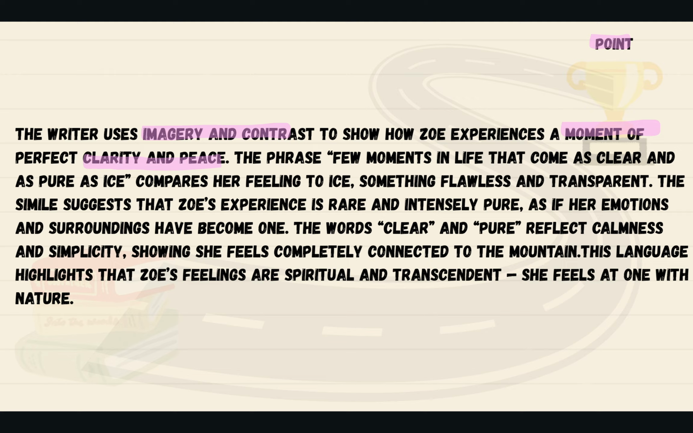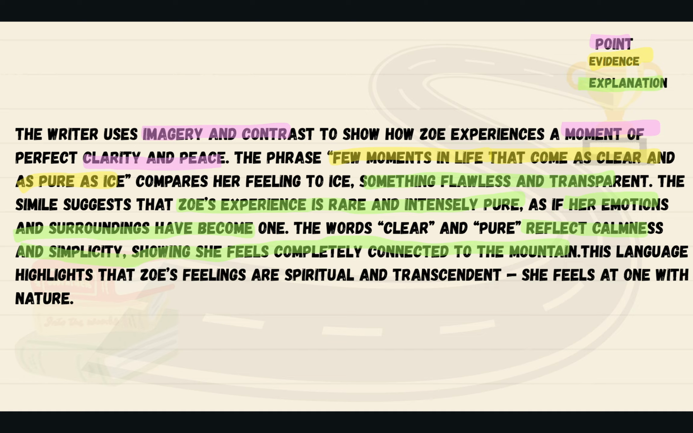If we have a go at analysing this paragraph, we can see in pink here I've highlighted the point that the writer uses imagery, contrast, and how Zoe experiences a moment of perfect clarity and peace. In yellow, I've highlighted the evidence, so this is the quotes from the text. In green, I've highlighted all the explanation, which is my analysis of these quotes. And in brown, I've highlighted the link back to the focus of the question.